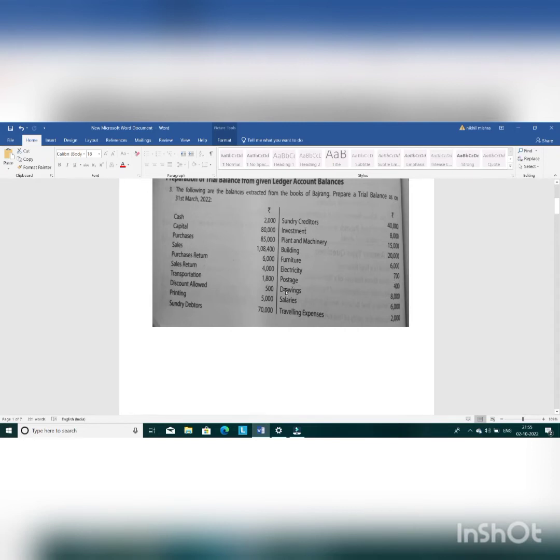Capital came in credit column, so drawings will be just the opposite. Drawings will be coming in debit column. Capital is in credit column, drawings in debit column. Salaries is an expense, so it will come in debit column. Traveling expense is also an expense, so it will come in debit column.